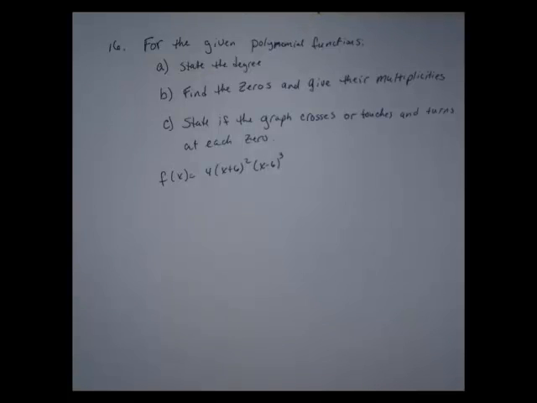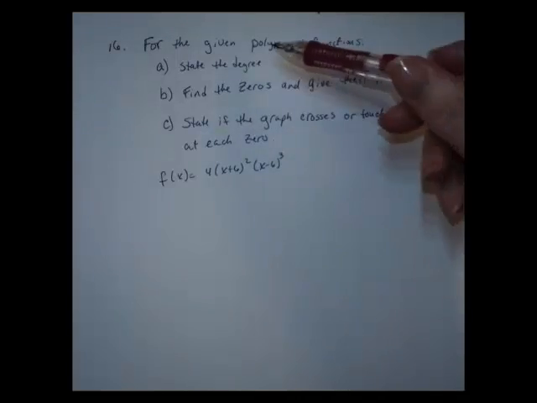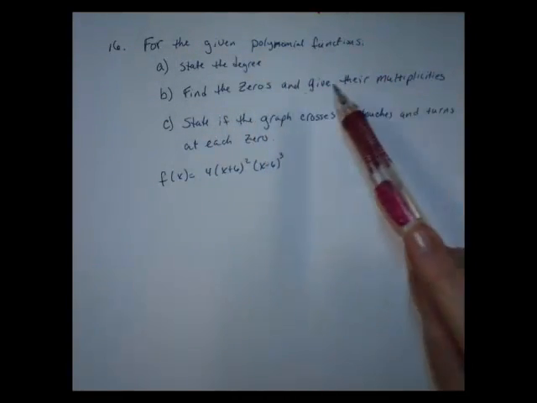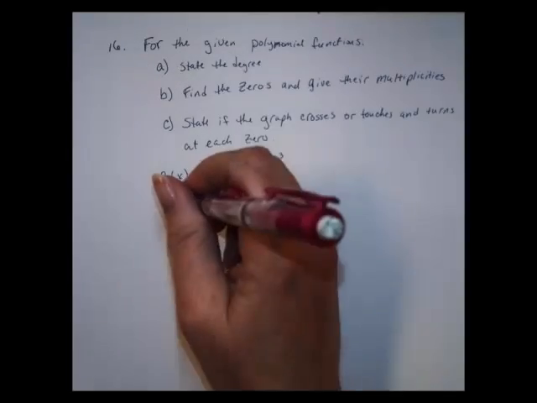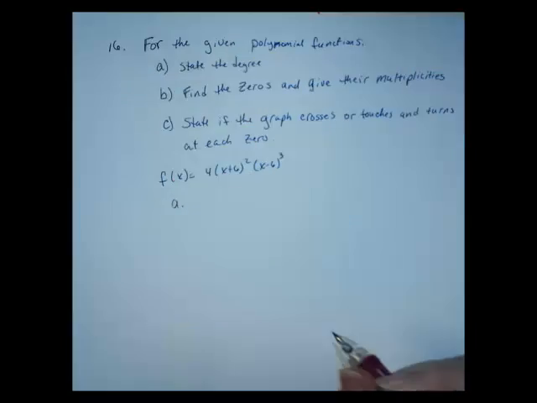So on this problem, for the given polynomial functions, we're going to do a few things. We're going to state the degree, find the zeros and give their multiplicities, and state if the graph crosses or touches and turns at each zero. So the first thing we want to do is state the degree. So this will be part A.